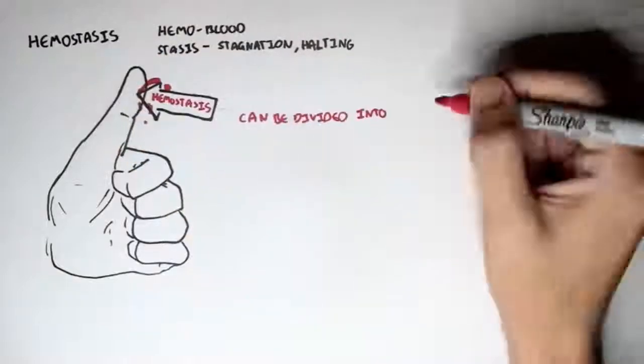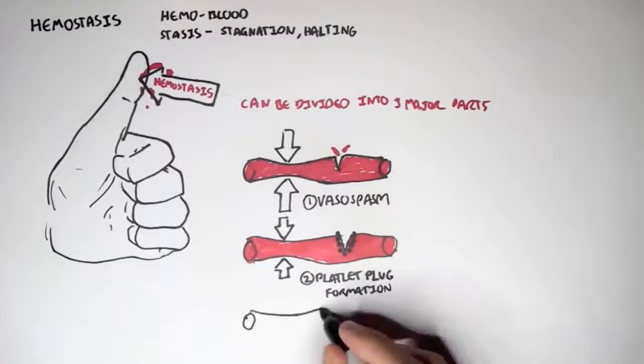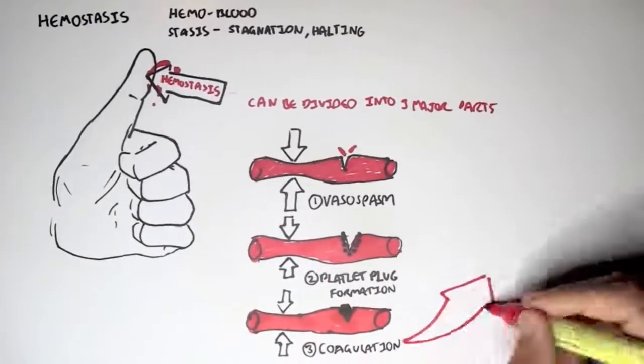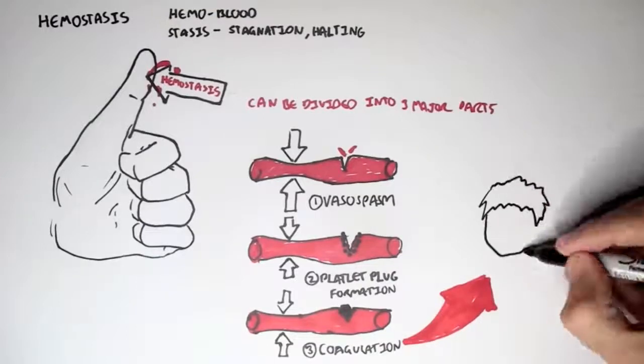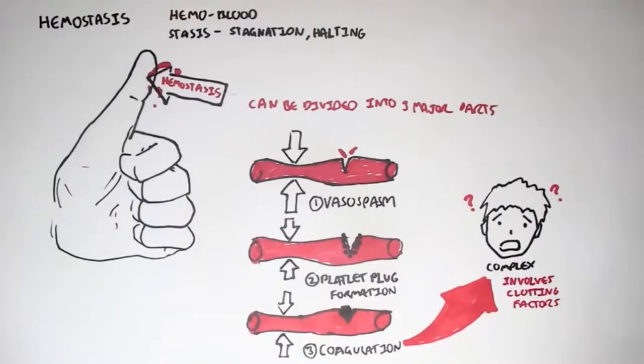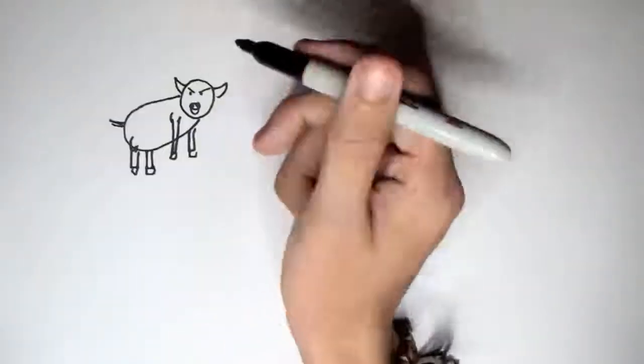Three major parts: vasospasm or vasoconstriction, platelet plug formation, and coagulation. Now these three steps are important to know. The coagulation cascade is a bit more complex and involves various chemicals known as clotting factors. But we won't go into that. We'll just look at the overview of hemostasis and the three processes shown here.